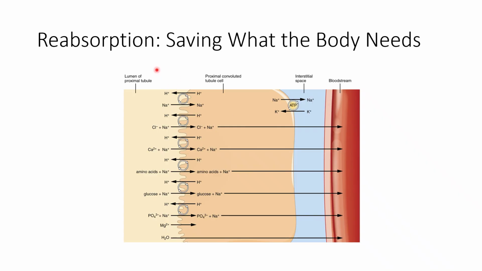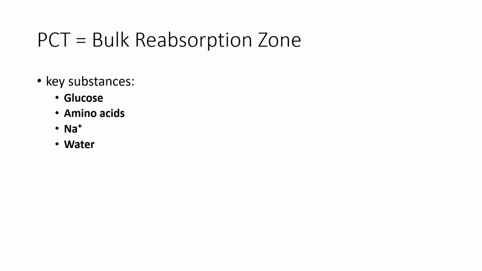So here the PCT tries to reabsorb as much as possible of whatever the body needs. The key substances that the PCT absorbs are glucose, amino acids, sodium, and water. And like I told, in normal circumstances, if the glucose inside your body is in a normal range, the PCT will absorb it all. And once the fluid is post PCT, there should not be any glucose normally.